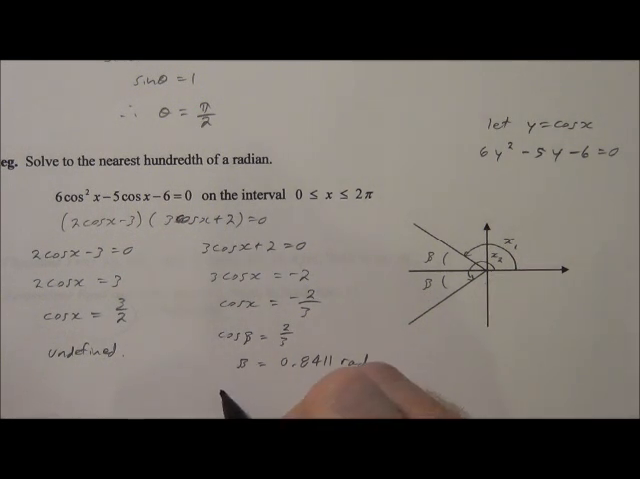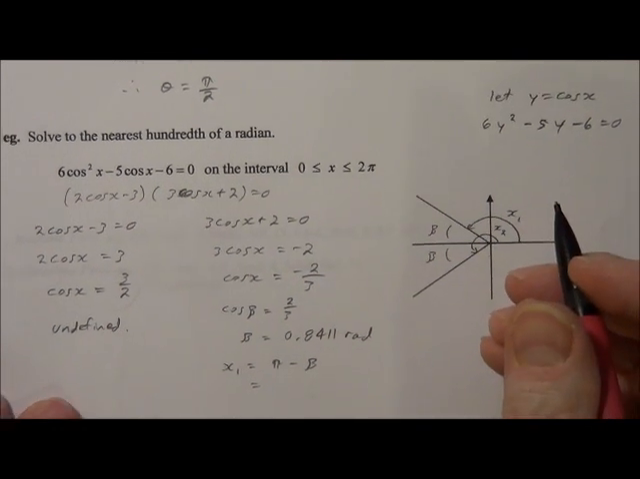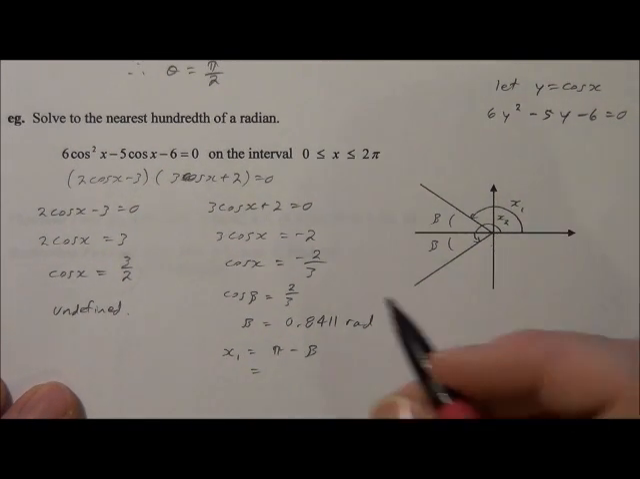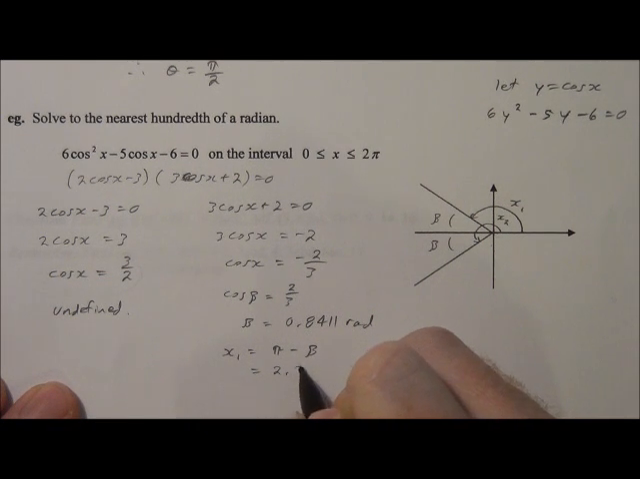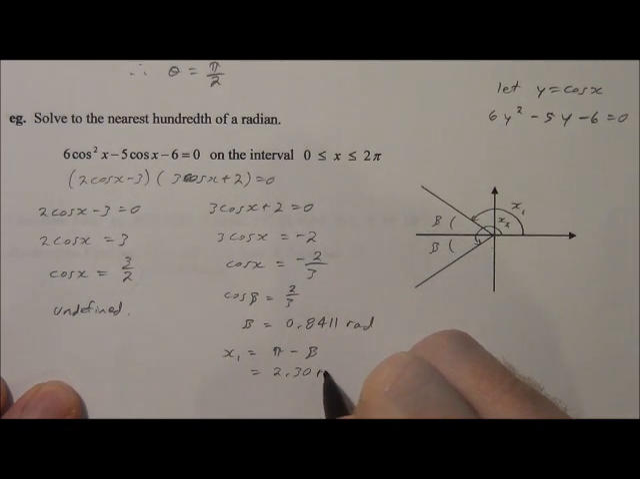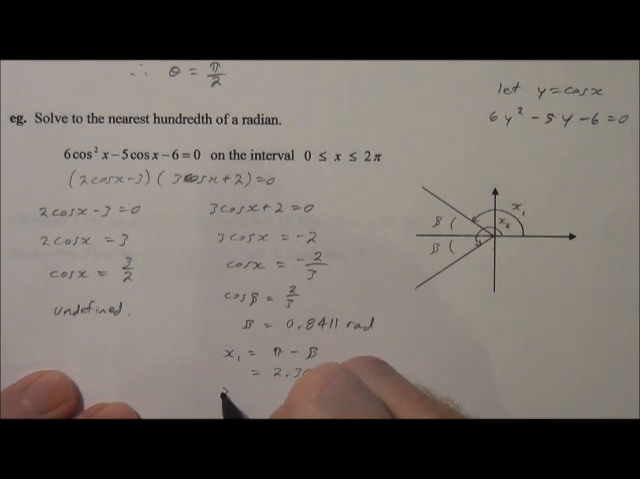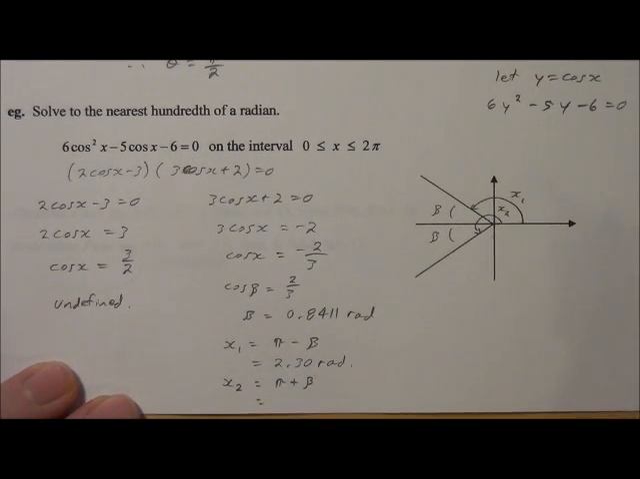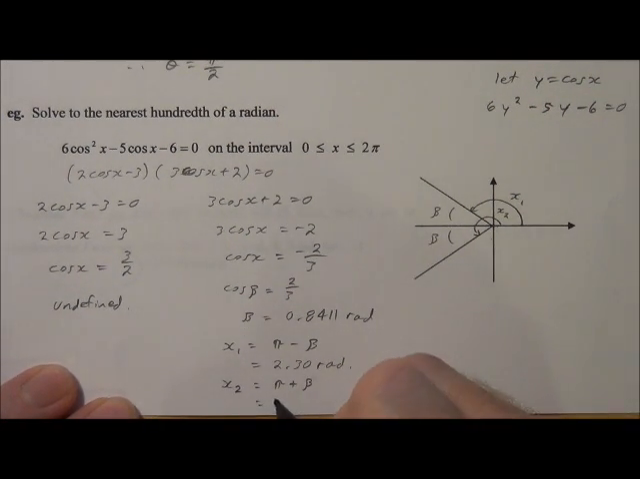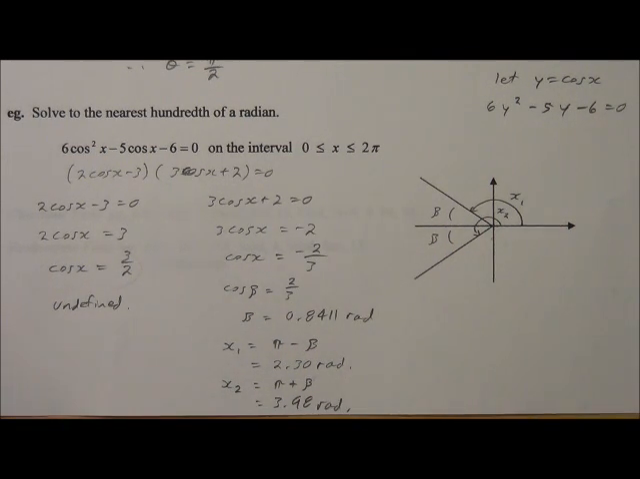Then x1 is pi minus beta, which is 2.30 radians rounded to the nearest hundredth. And x2 is pi plus beta, and that gives us 3.98 radians rounded to the nearest hundredth.